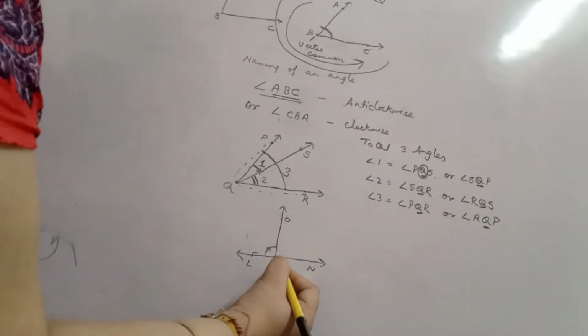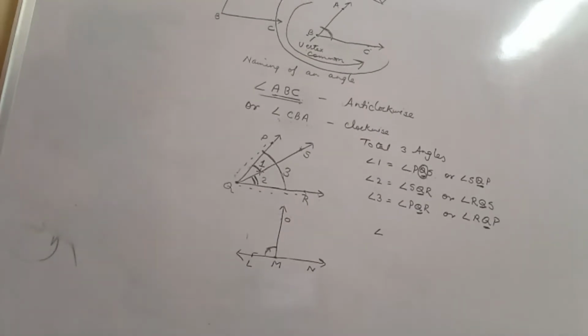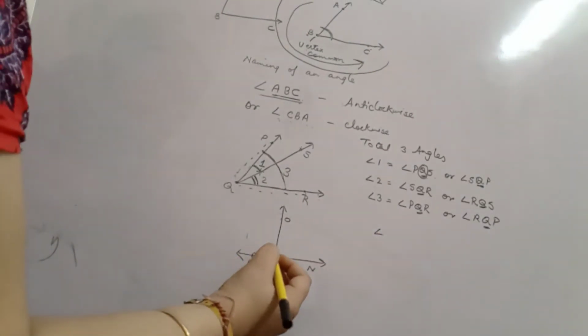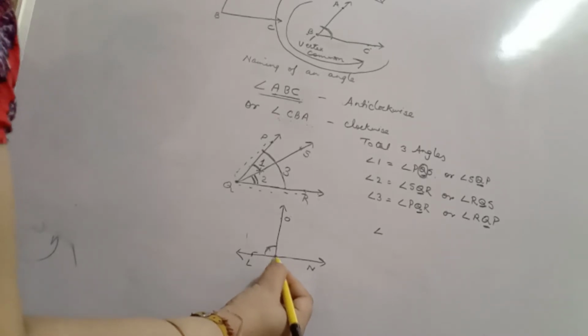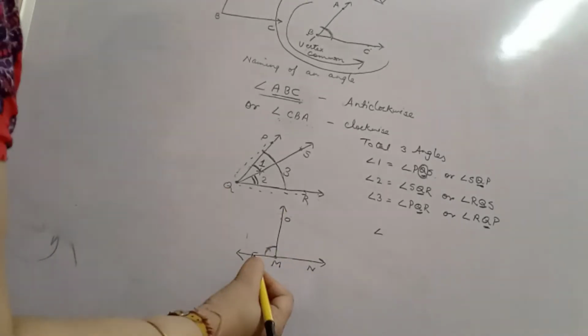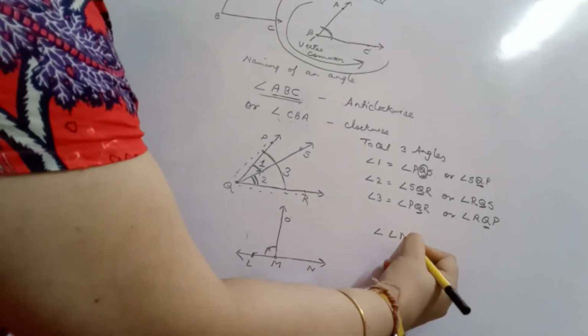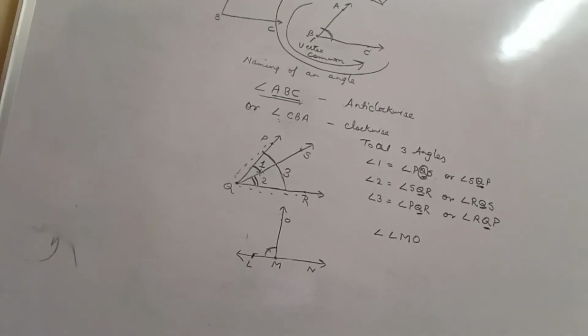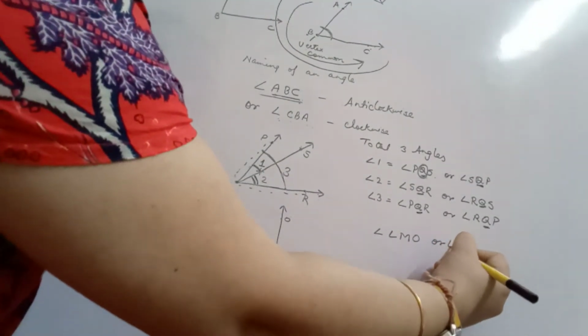Then you can have the name here, angle. I told you the vertex should lie between the other two alphabets. So I will start with L and write LMO or OML.